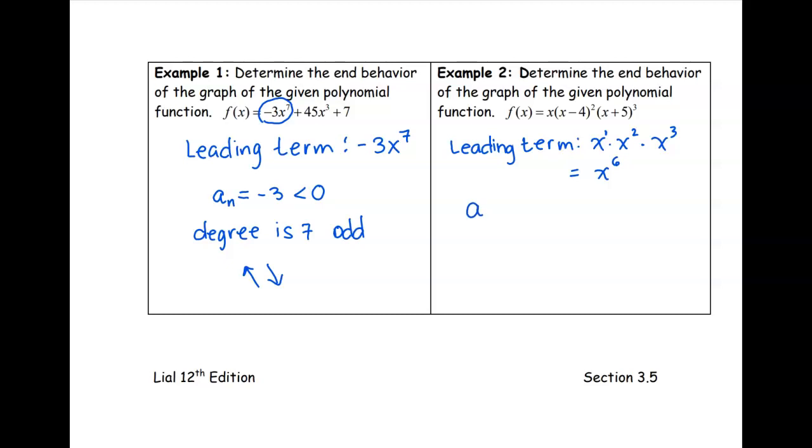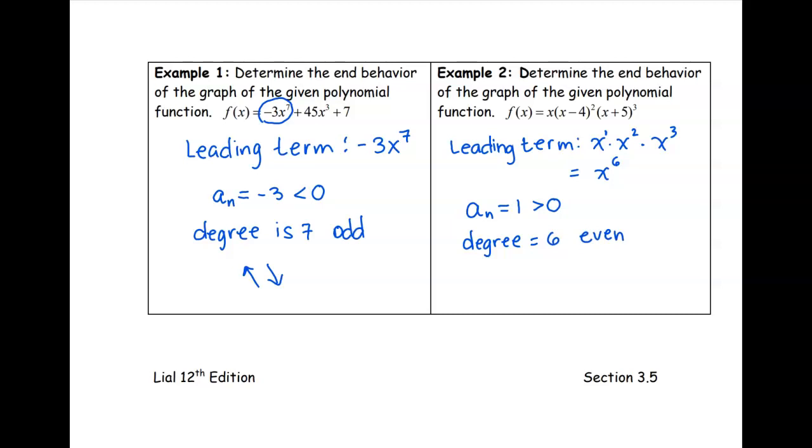Now, the coefficient of x to the 6 is our a sub n, and that is equal to 1, which in this case is greater than 0, positive. And the degree of the leading term is equal to 6, and that is an even number.